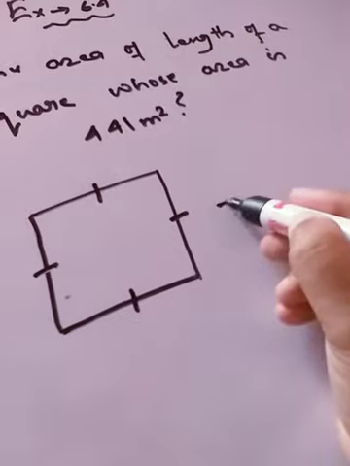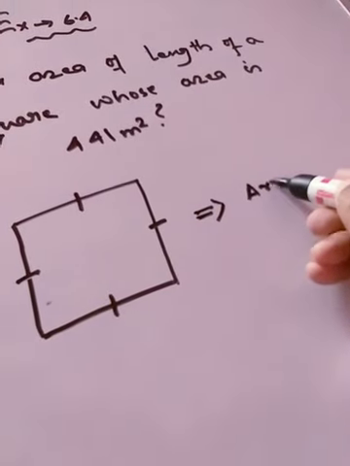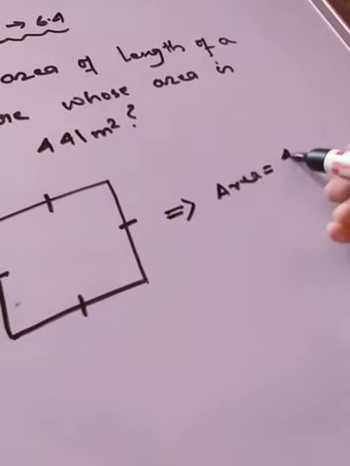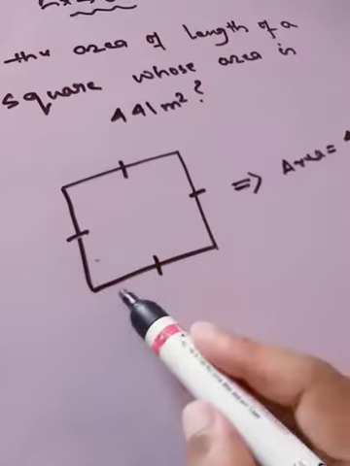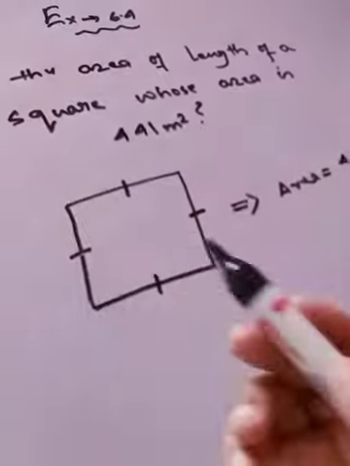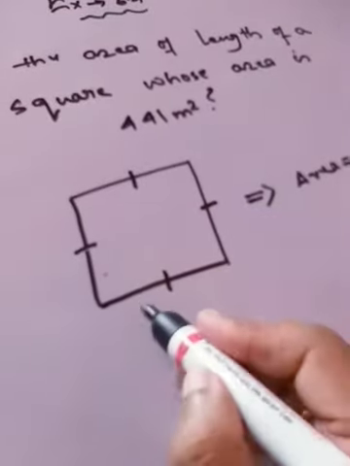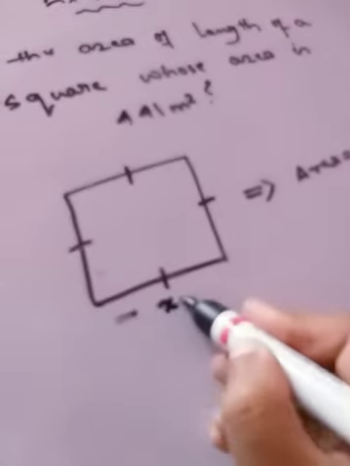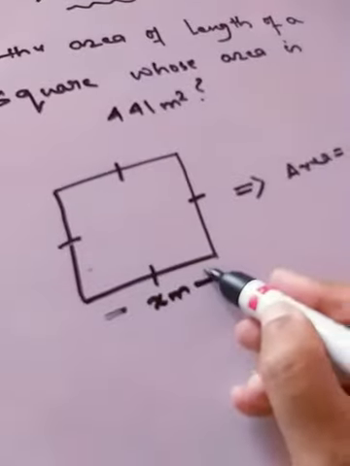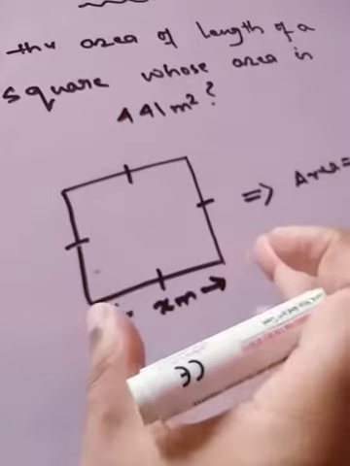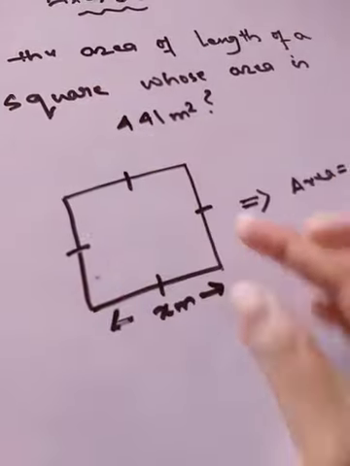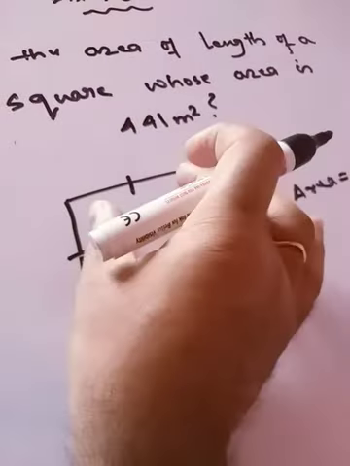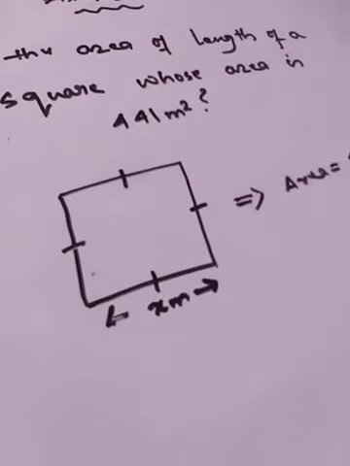Now, area is given. Area is given what? 441 meter square. Now we are not aware of the sides, isn't it? So if you are not aware of the sides, then we have to let the side as x meter. The wonderful thing about a square is that if you know the measurement of one side, then all the sides are equal, isn't it? So this side is also x meter, this side would be also x meter, and this side will be also x meter, isn't it?